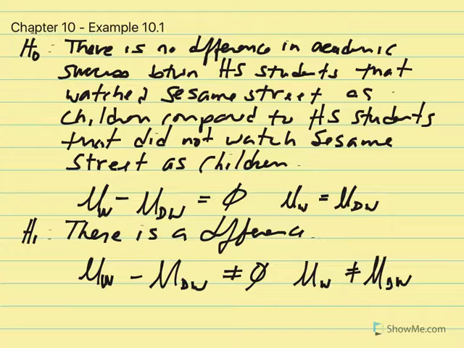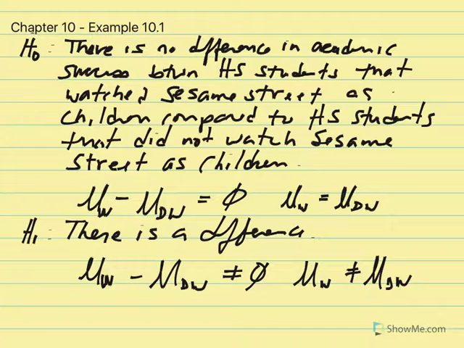So now we've established what we're testing. Again, we're going to test the null hypothesis that says there's no difference. And we would expect that mean difference of 0 to be in the center of the distribution of sample mean differences if we were able to collect all the random samples from the population.